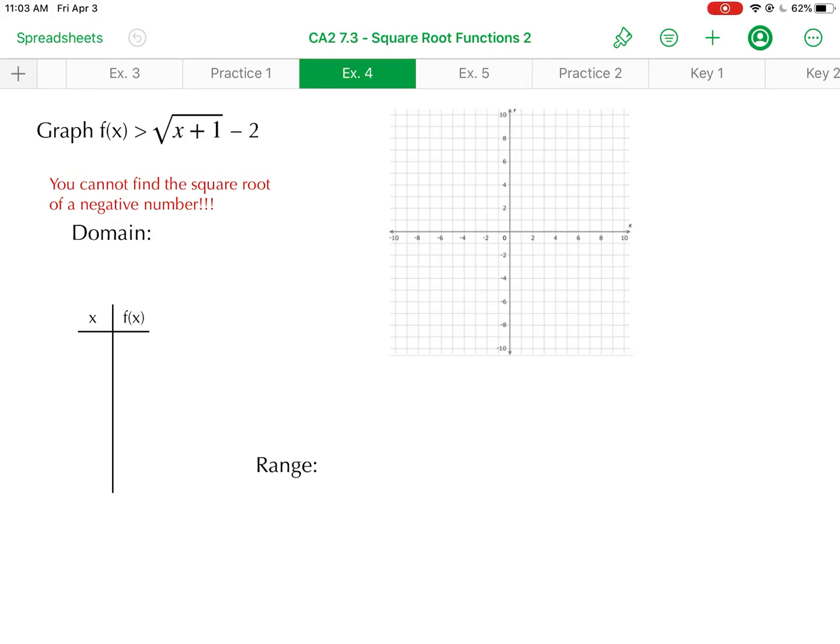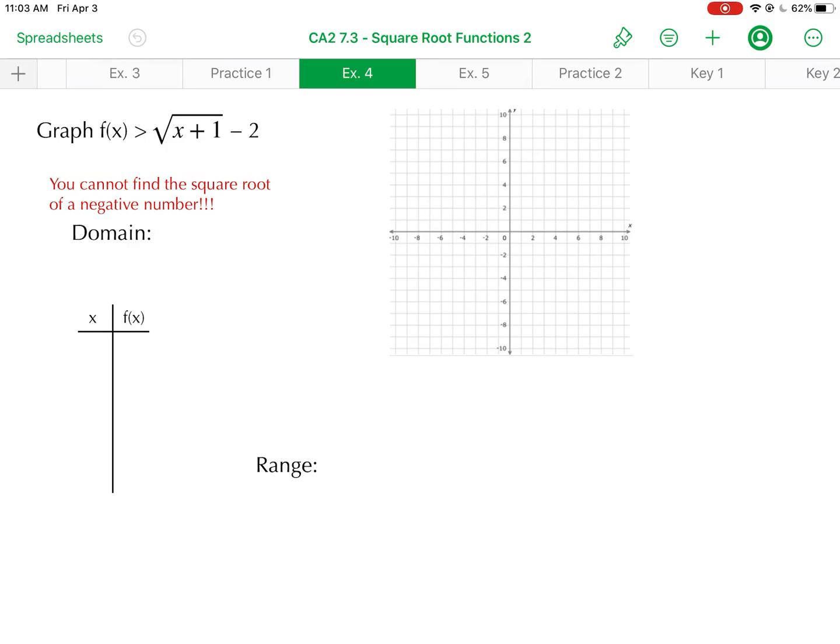Okay, everybody, this is day 2 of square root functions, and today we are actually going to be looking at square root inequalities. Okay, so really the only difference here from everything from yesterday is now your graph's going to have to include some shading to represent your solution set.